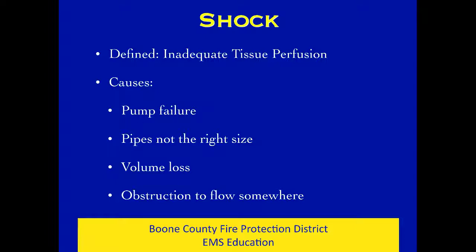Then you could also have an obstruction somewhere in the system. Maybe the pump is obstructed. Maybe there's an obstruction in the pipes, a blood clot. Maybe there's something that is kinking or twisting or compressing one of the major vessels. So you can have obstruction to flow somewhere in the system. So that's kind of the hint. The types of shock, you're going to find that there's pump problem shock, there's pipe problem shock, there's volume problem shock, and there's obstructive shock.